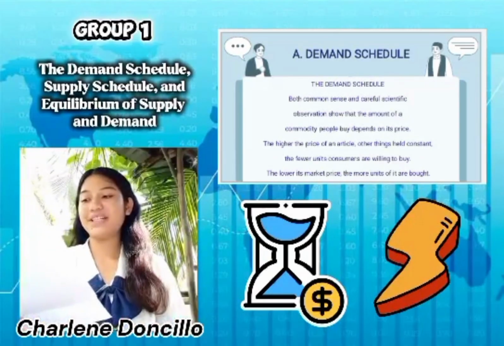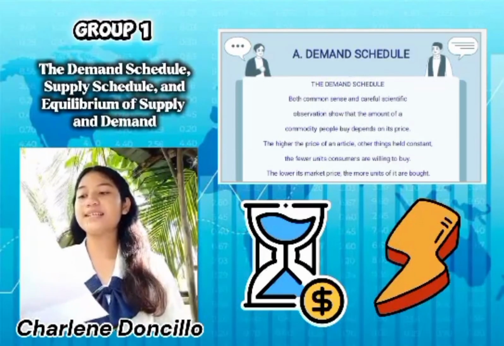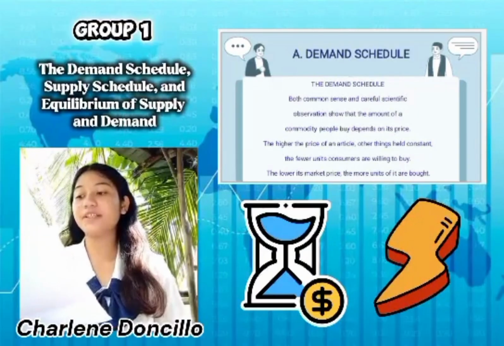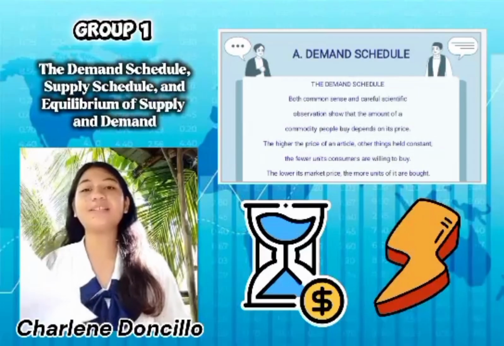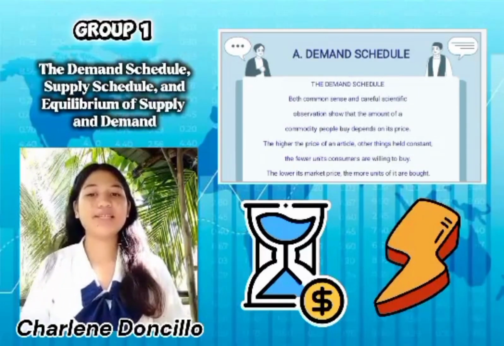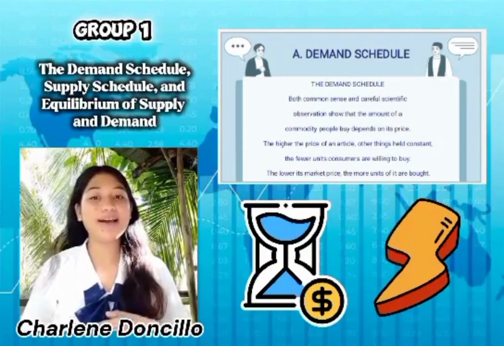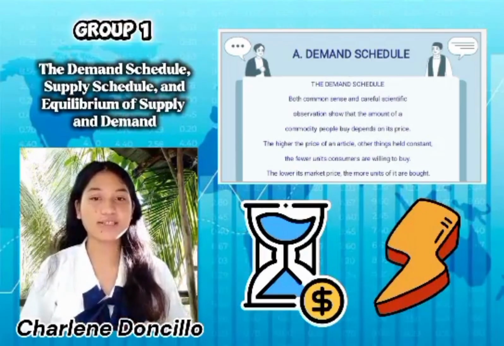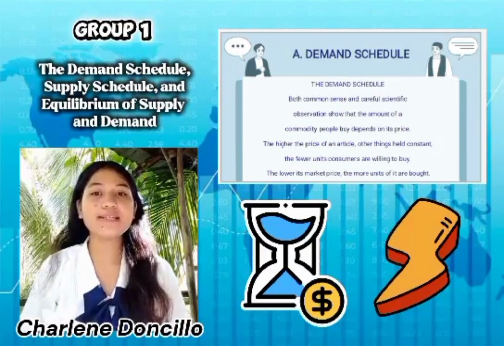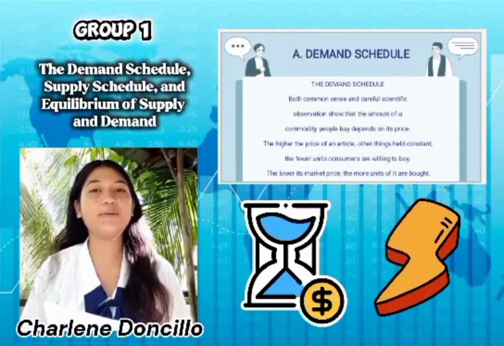The demand schedule. Both common sense and careful scientific observation show that the amount of a commodity people buy depends on its price. This means that the number of products people buy is affected by how much the product costs. The price influences how much people are willing to purchase.